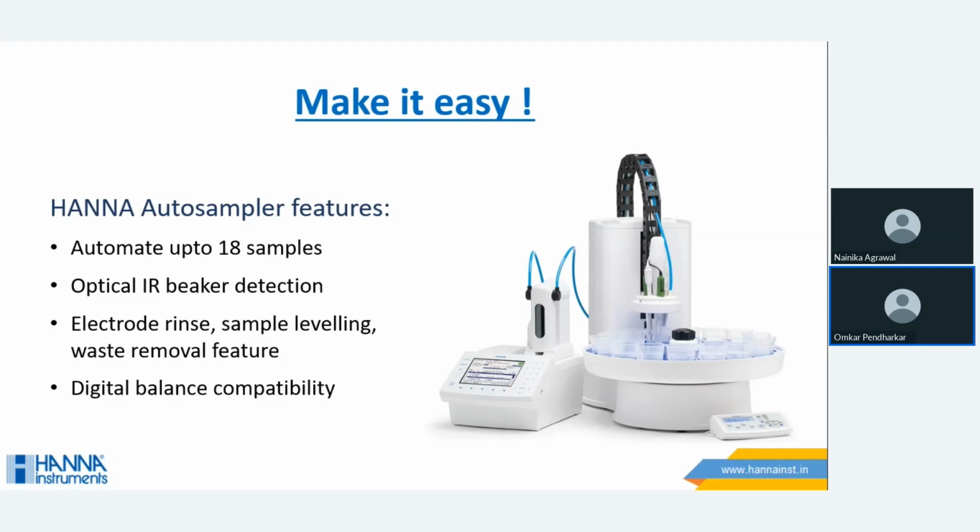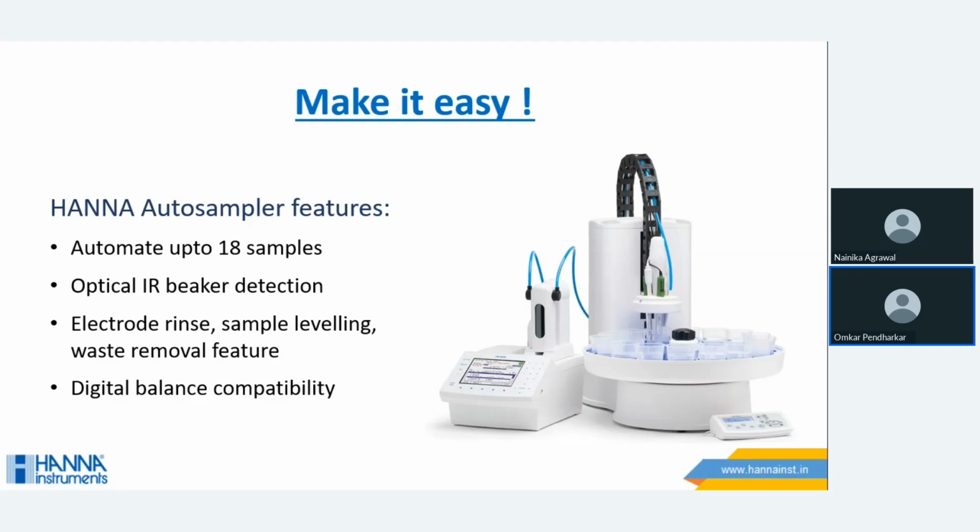Then another feature is optical IR beaker detection. So in this auto sampler, an optical IR beam is provided which detects the presence or absence of beakers within the sample tray. So the users can dictate the auto sampler action if a beaker is missing from its position. So the titration can get stopped, skipped, or paused if any beaker is not present in the specific position. So for that, the optical IR beaker detection system is provided.